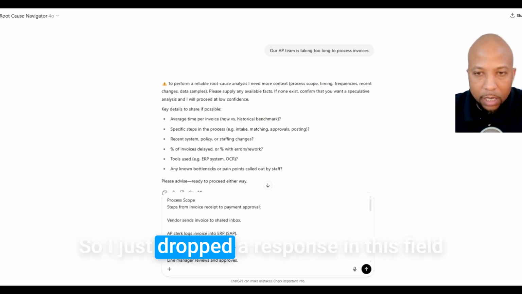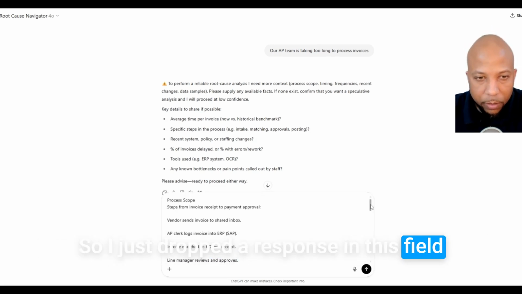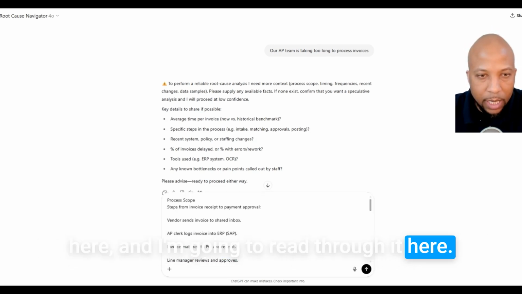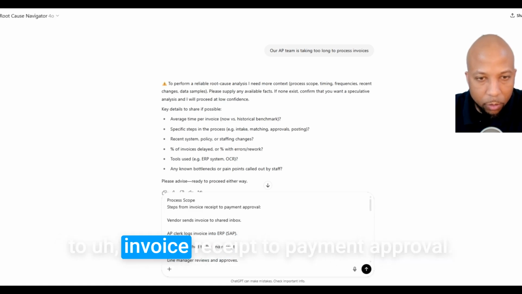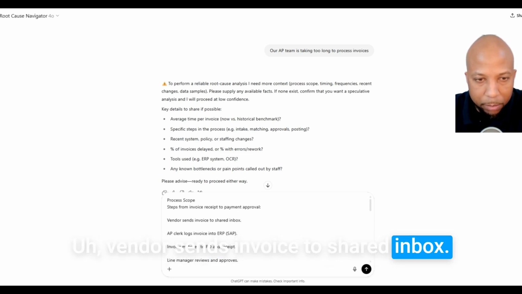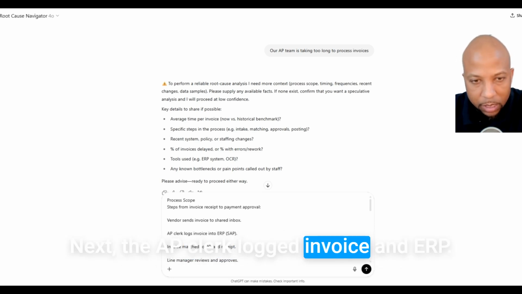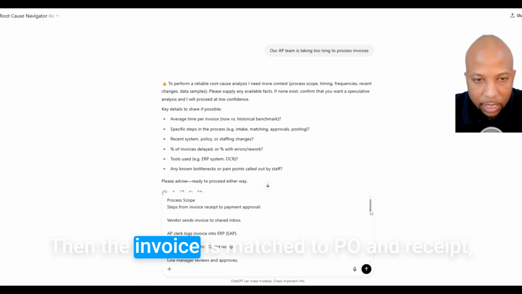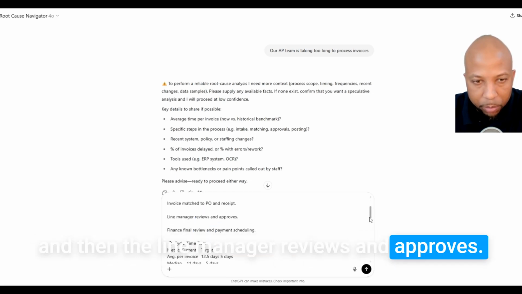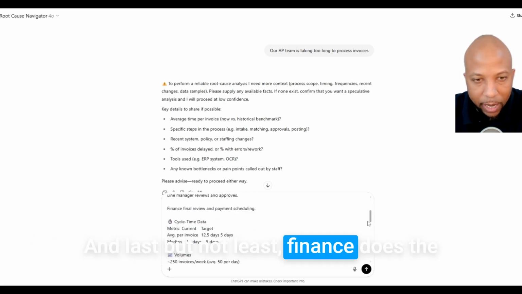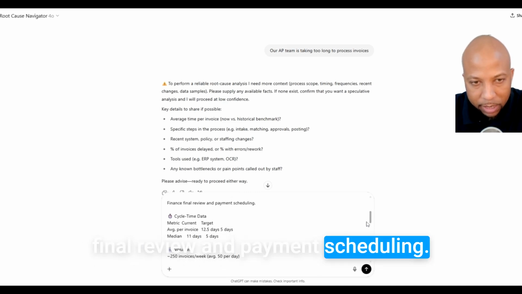So I just dropped a response in this field here, and I'm going to read through it. When it comes to the process scope, it shows some steps from invoice receipt to payment approval. The vendor sends the invoice to a shared inbox. Next, the AP clerk logs the invoice in ERP. Then the invoice is matched to PO and receipt. And then the line manager reviews and approves. And last but not least, finance does the final review and payment scheduling.